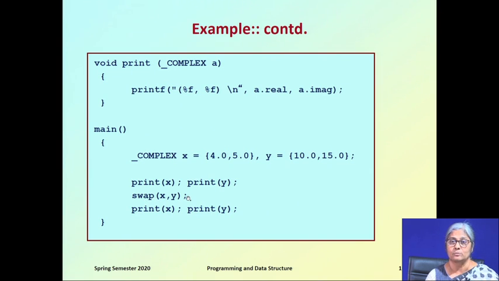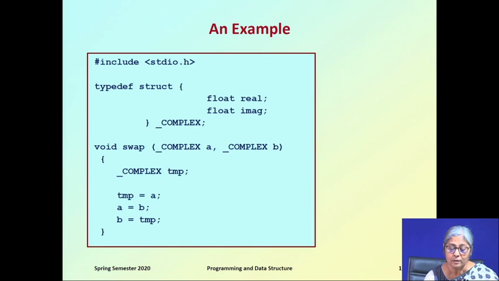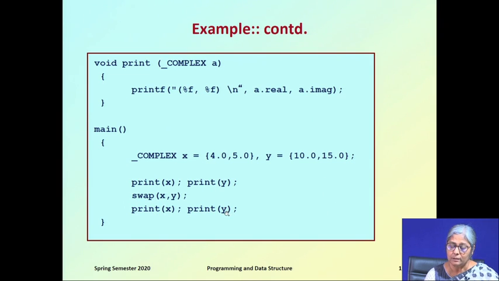So, swap x y. We have already seen that swap is swapping A and B using one temporary variable which is of type complex. So, print x, print y. Now, if we print x and print y, it should be swapped, that means x will give the original y value and y will give the original x value.